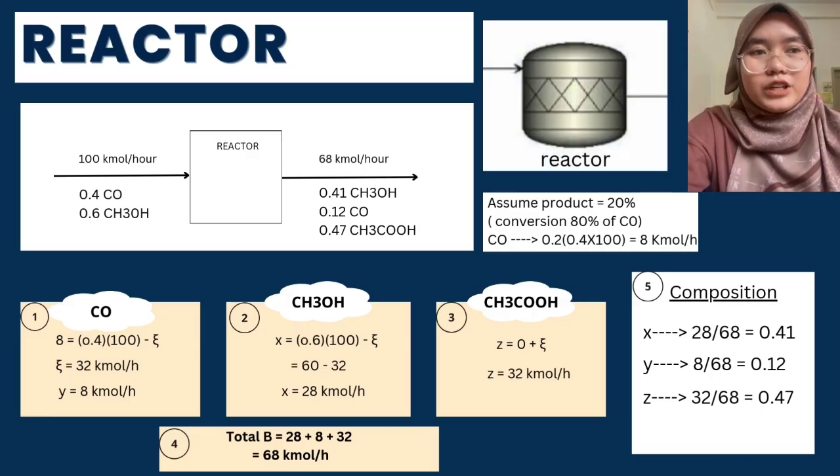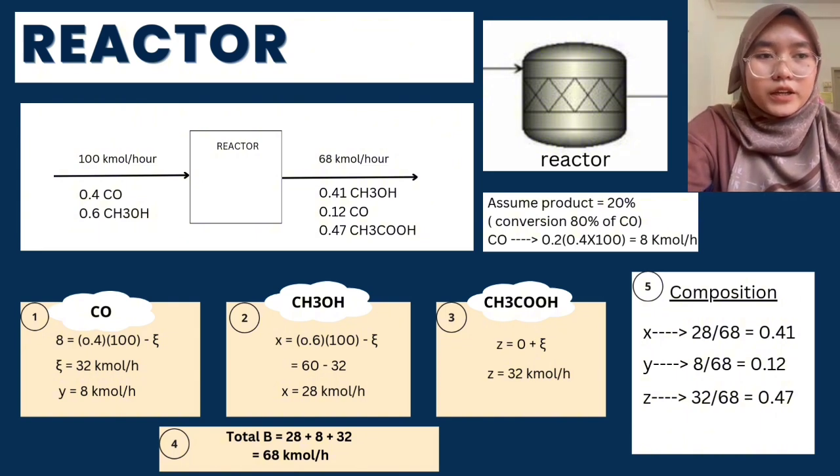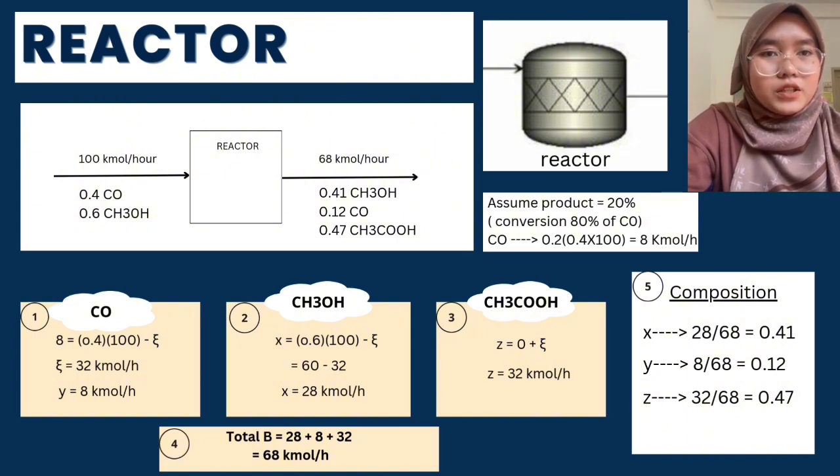So we move on to the next slide, which is about the mass balance for reactor equipment. In the reactor, we assume the feed inlet is 100 kilomole per hour because we want to make our calculation easier and standardize the equation. The composition is 0.4 CO and 0.6 CH3OH. And as our team assumes the conversion is 80% of CO, we're going to get CO 8 kilomole per hour.